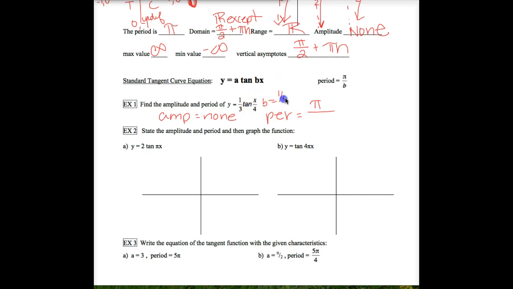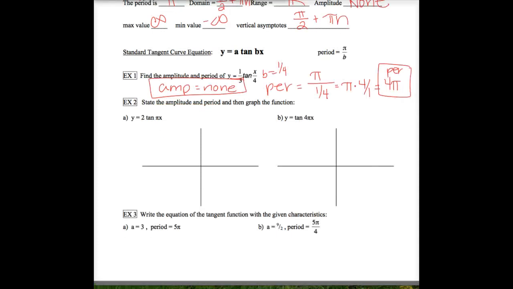front of the x, which is 1/4. So pi divided by 1/4, which is pi times 4 over 1, which is 4 pi. So the period's 4 pi, there is no amplitude. And that's our answer to example 1.